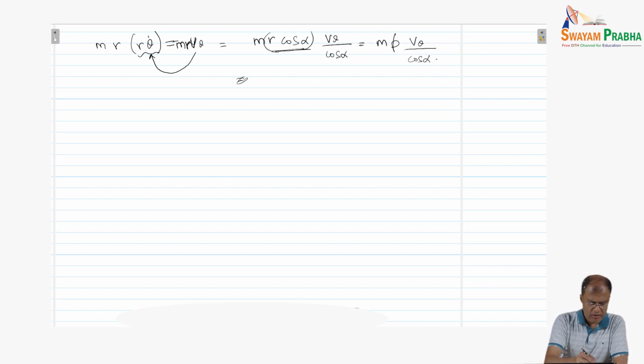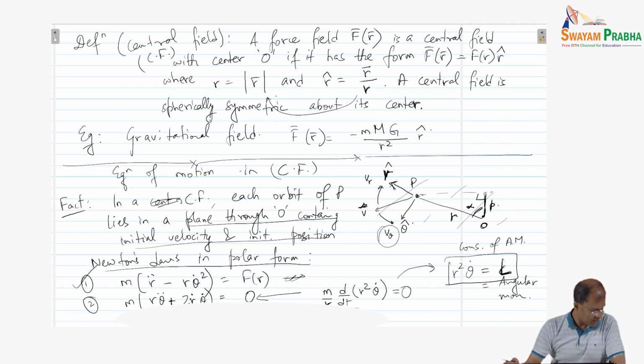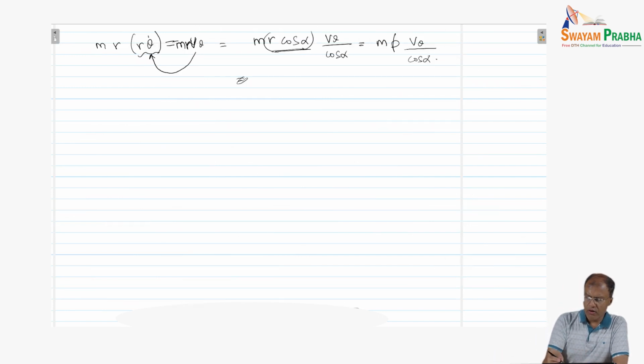And now notice that v theta by cos alpha, or v theta secant alpha, is our total velocity v, right? So what we have got here is that this is equal to mpv. So this is the relation.